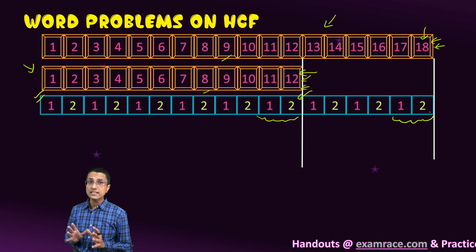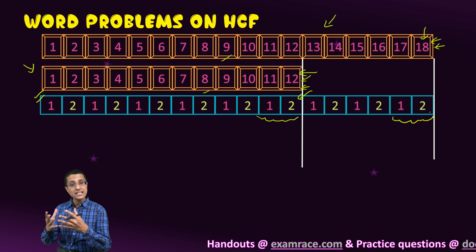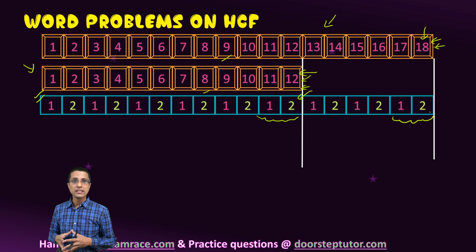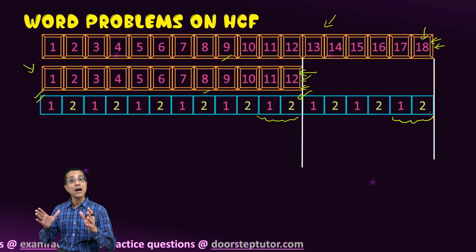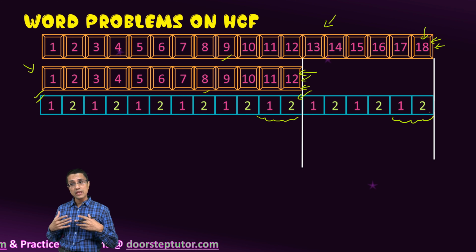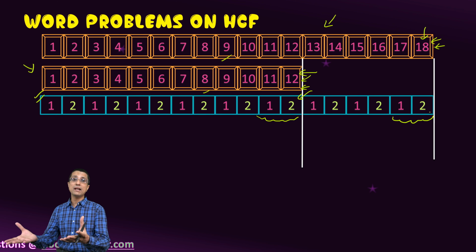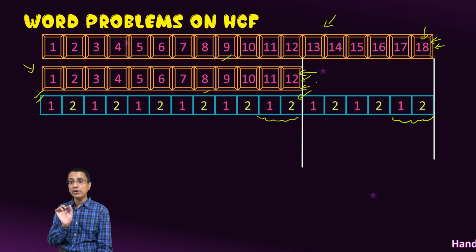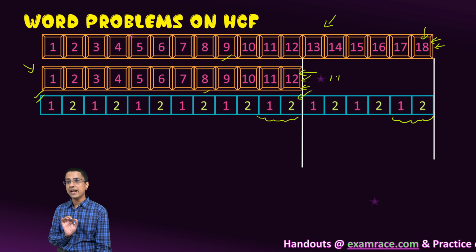But the question does not seek any scale length which could evenly measure these two walls. The question asks me for the largest possible length. If I go with 3, again I would be able to divide both 12 and 18, but we are not looking for any number which could evenly divide 12 and 18.